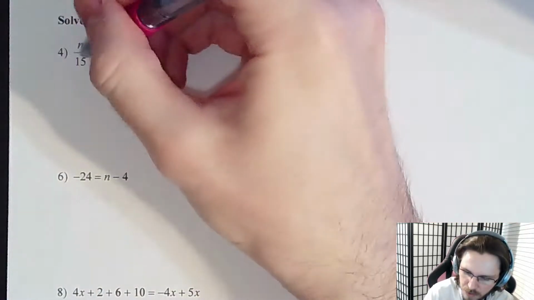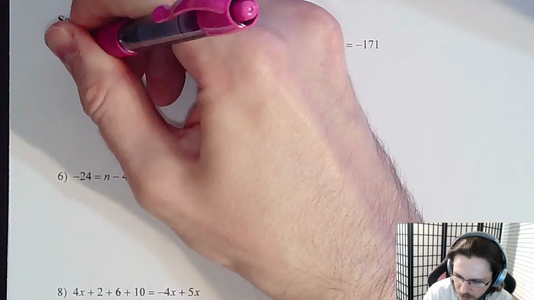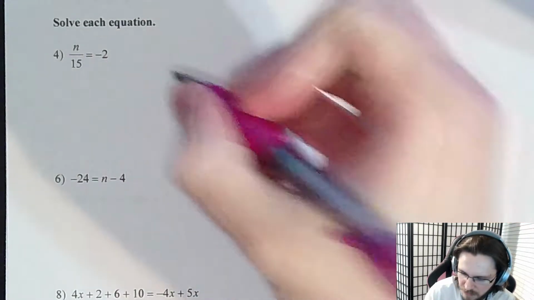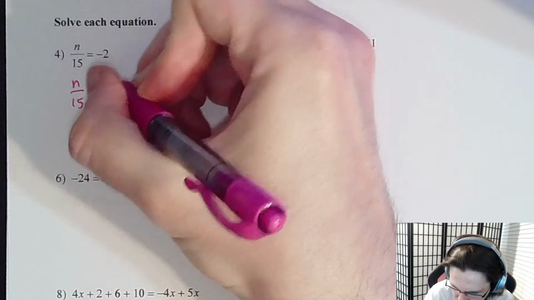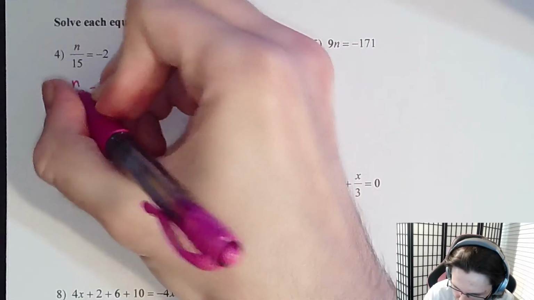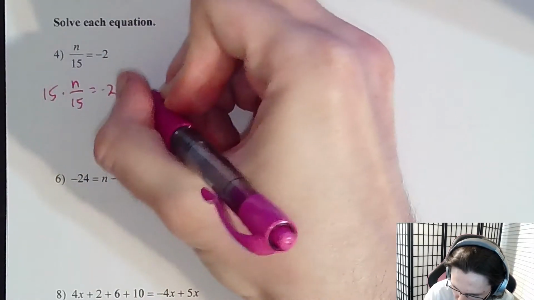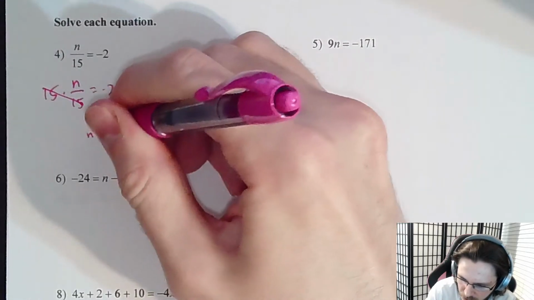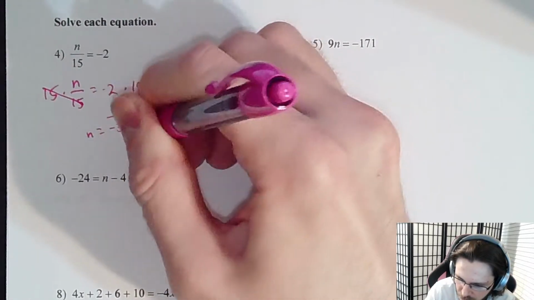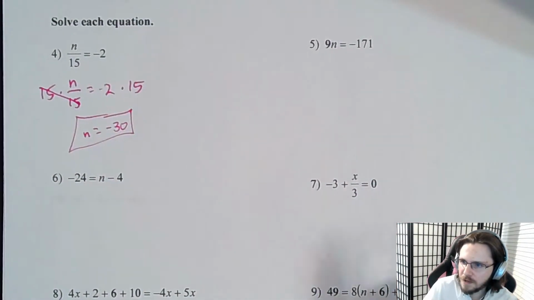So to undo that dividing by 15, we are going to multiply both sides by 15. I don't really have room, so I'm actually going to copy the question first. So yeah, we multiply both sides by 15 so we can cancel out right there. And we get n equals negative 30. Very nice.